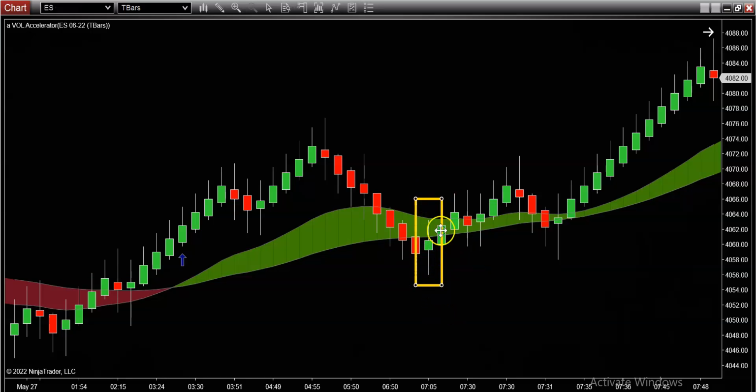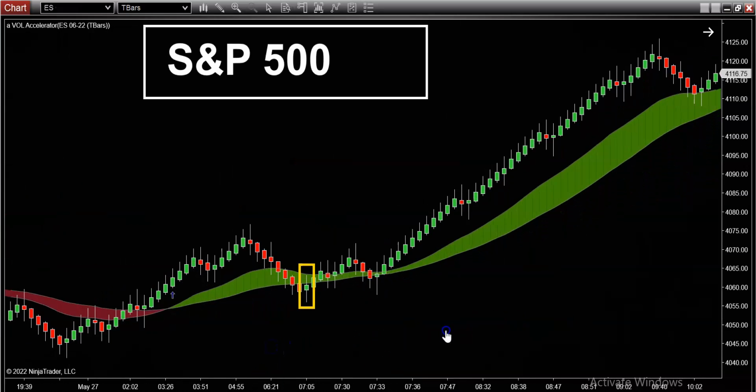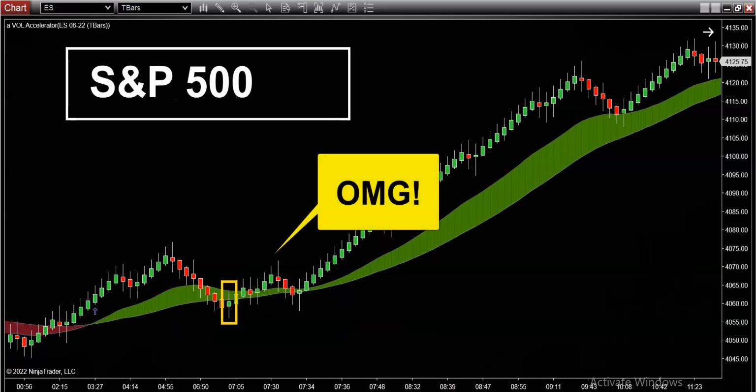So this right here is the entry signal. No ifs, no buts, no nothing. This is the entry signal, and this is what it looks like. Okay. And if I zoom out here for you guys, and you can see how this trade played out, ladies and gentlemen, what else needs to be said?